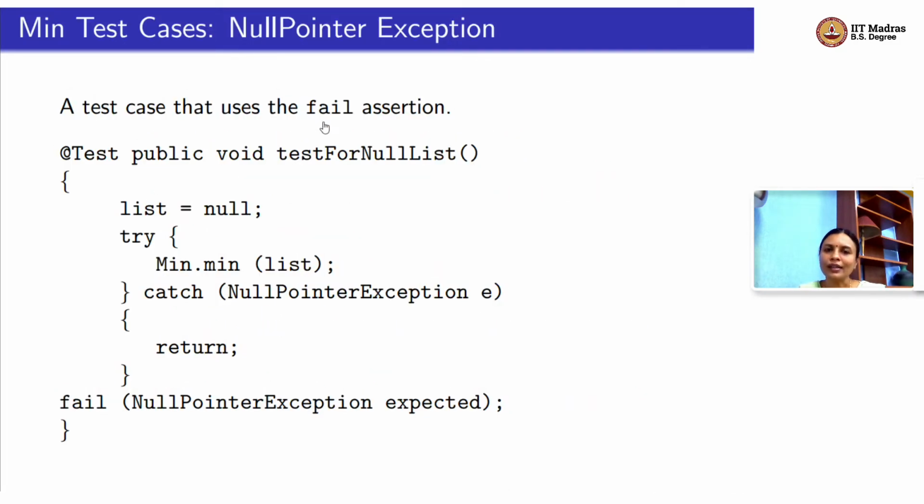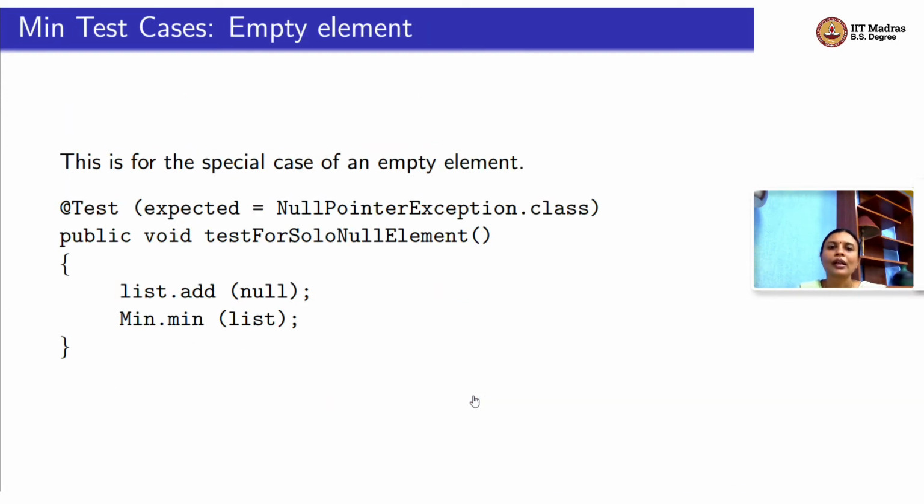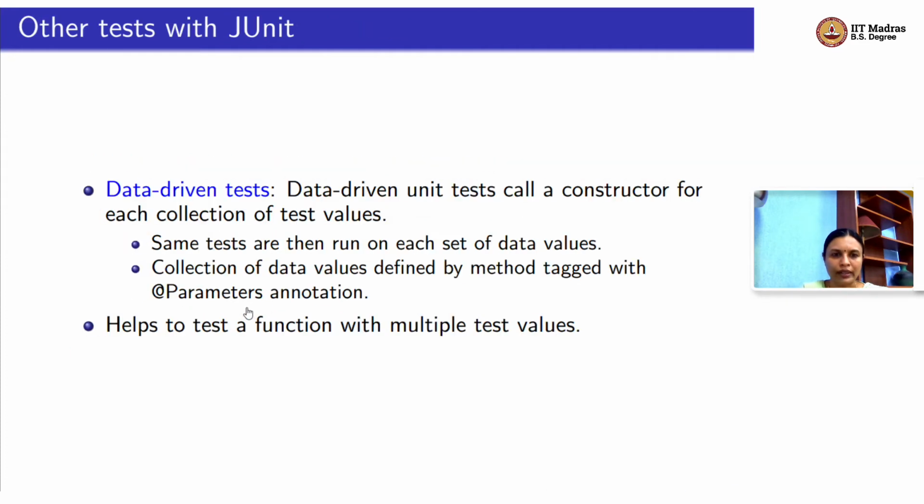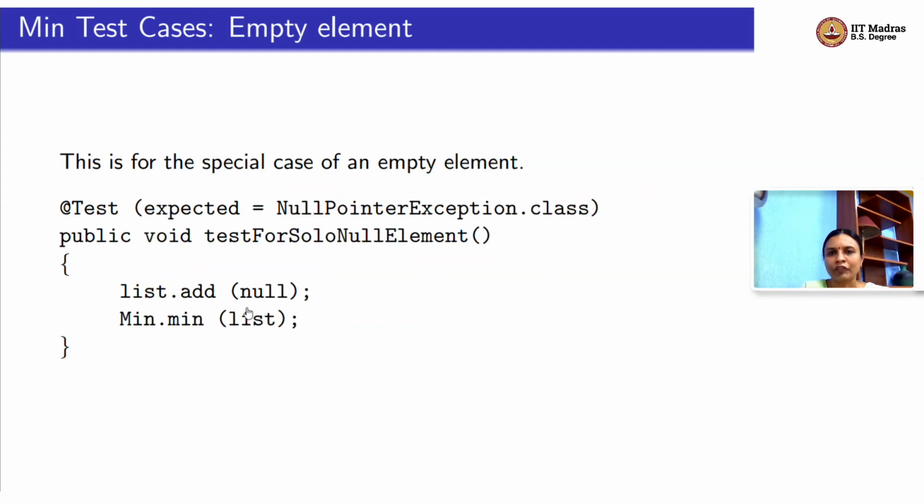So here is a test case for checking for minimum that uses the fail assertion. It says list is null, it's a try catch exception, and it says the minimum is the minimum of list. And if it's null, then it will say you fail because a null pointer exception was expected and that didn't happen. So this is an example of how a fail assertion is used. Similarly, suppose I pass an empty element and compute minimum for that. Here is a test case that will say I expected a null pointer exception class, and this is how the test looks like. So you can go on writing different kinds of tests.